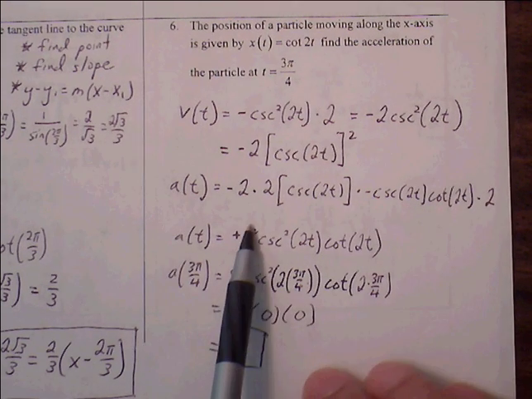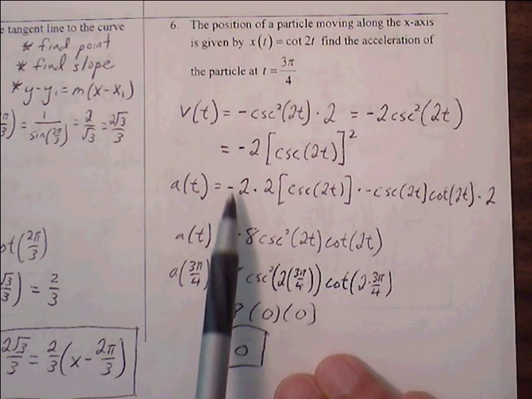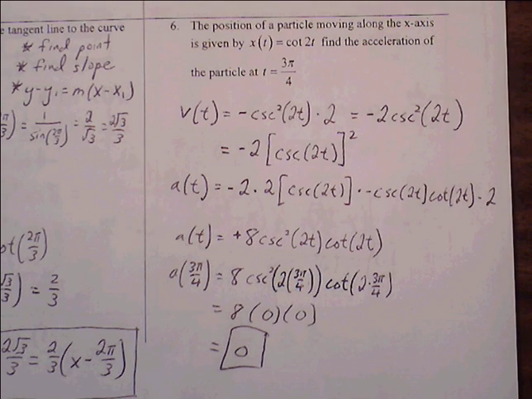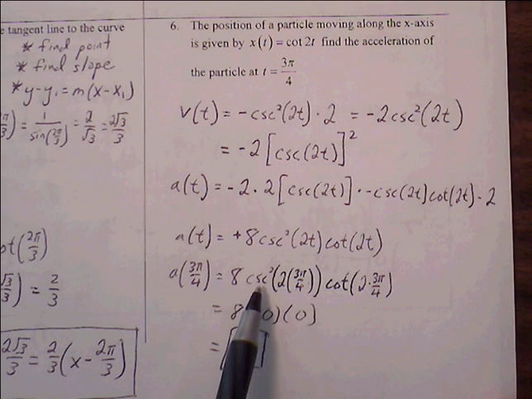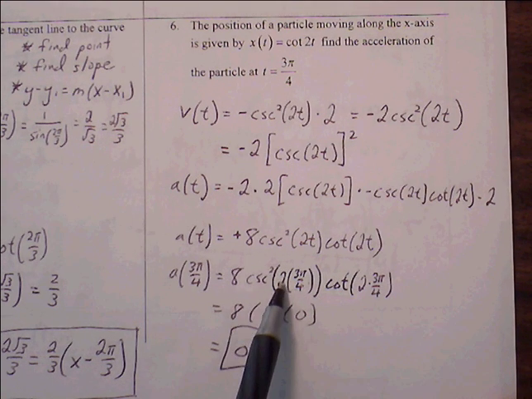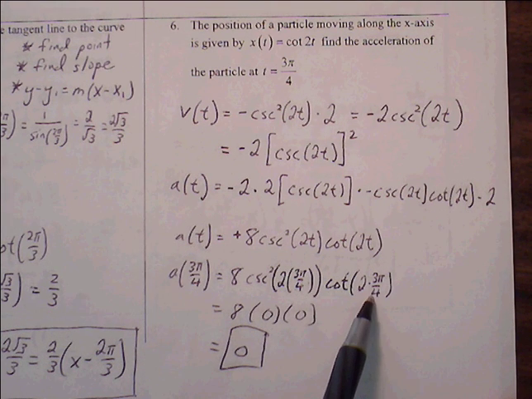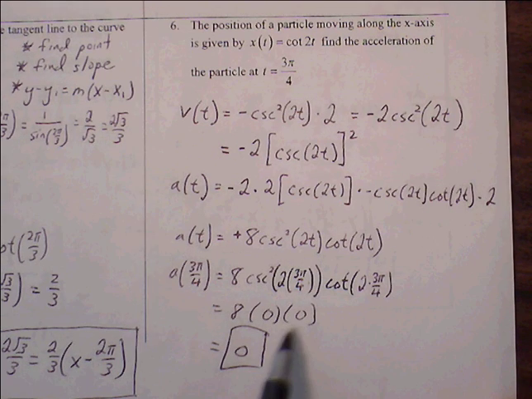We can clean this up a little bit, pull all the coefficients and the negative out in front, the 2 negatives become positive. So 8 cosecant squared of 2t, cotangent of 2t. Now we can replace all the t's with 3 pi over 4. So 8 cosecant squared of 6 pi over 4, or 3 pi over 2, cotangent of 3 pi over 2. And then that reduces to just 0. So 8 times 0 times 0 is simply 0.